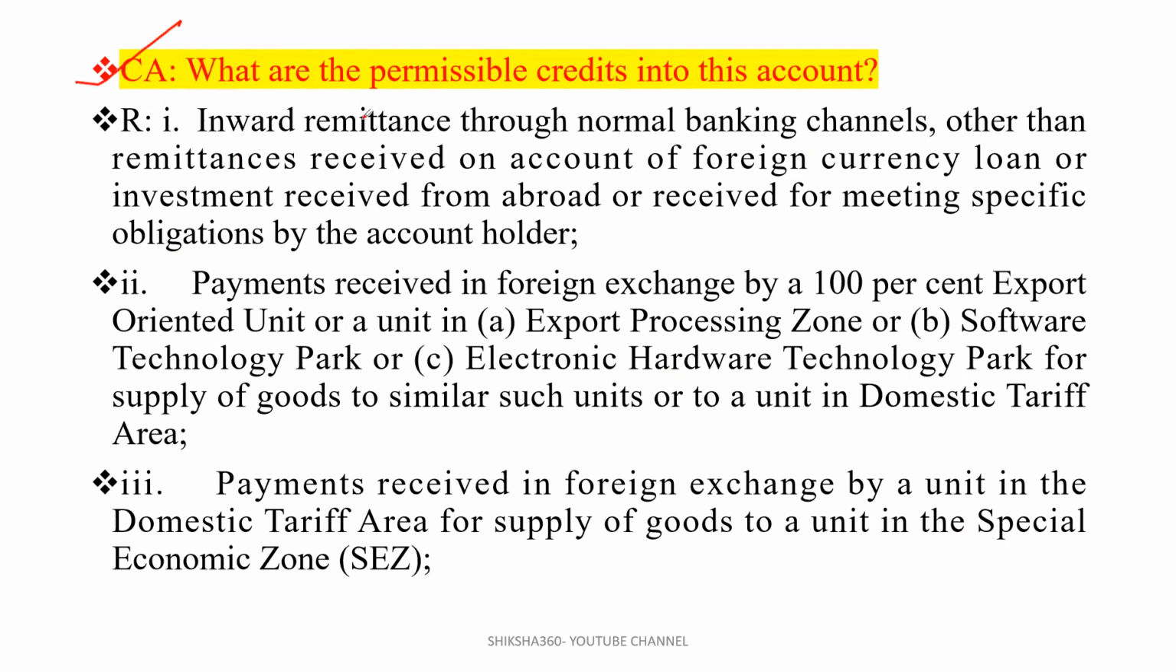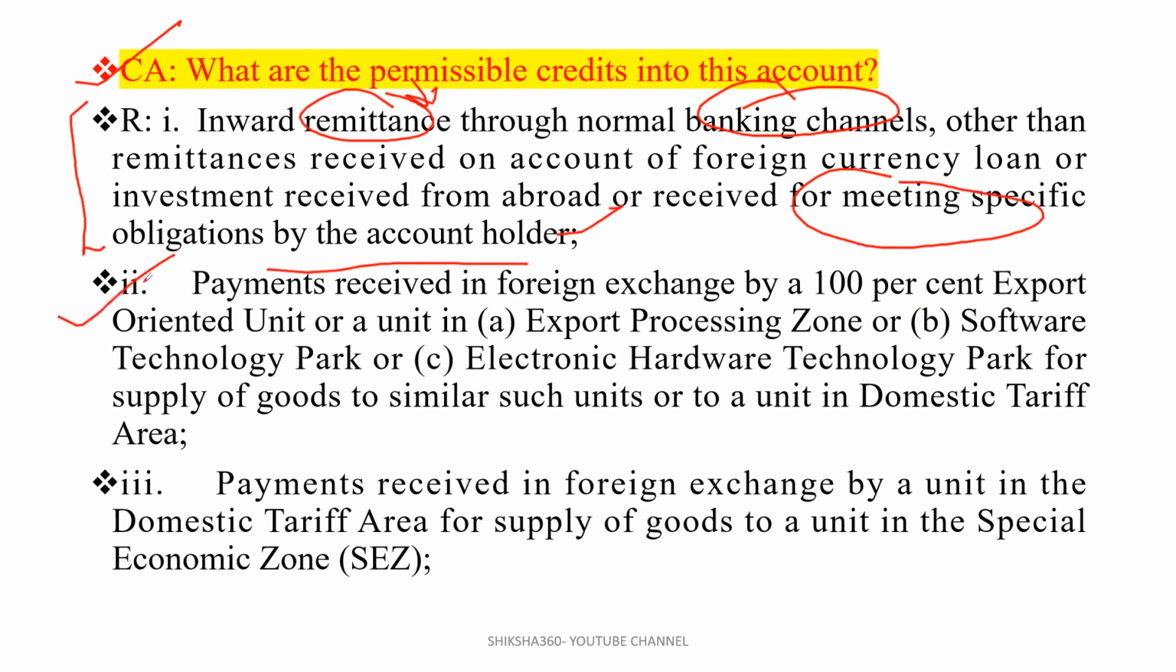First one, inward remittances, that is from another country, through normal banking channels, other than the remittances received on account of foreign currency loans or investment received from abroad, or received for meeting specific obligations by the account holder.